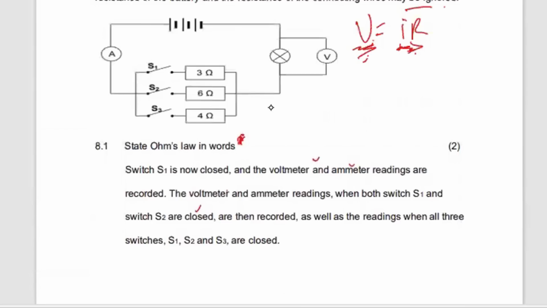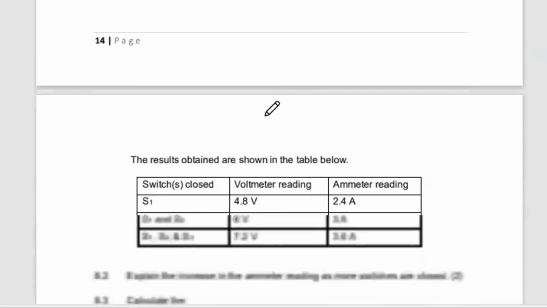Now, one thing we need to know is that when the resistors are in parallel, the effective resistance of this parallel combination, the overall resistance we get out of all these three, must be smaller than the smallest. So the smallest is a 3, which means our effective resistance should be less than 3. And if it is less than 3, the resistance here has decreased. And if there is less resistance, there is more current.